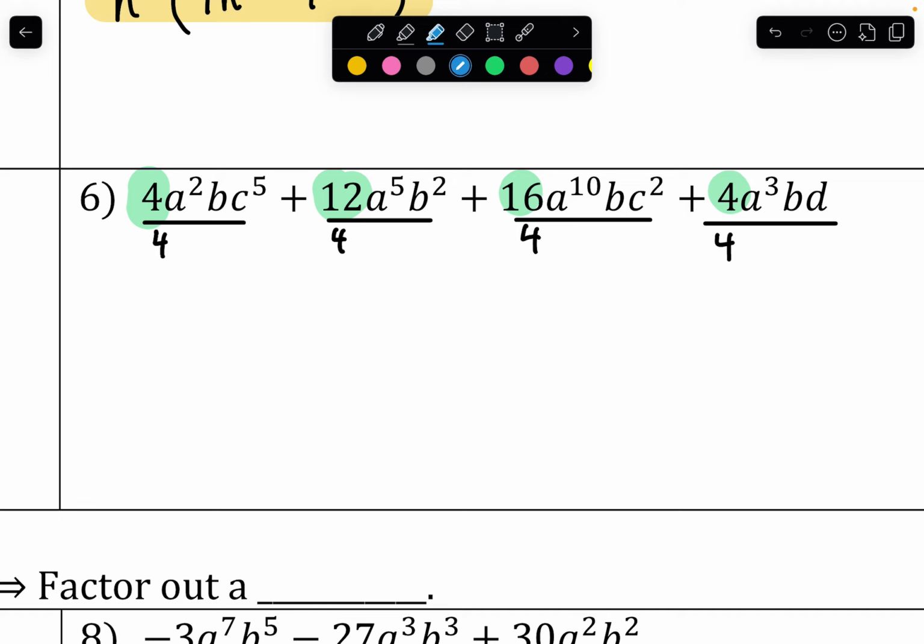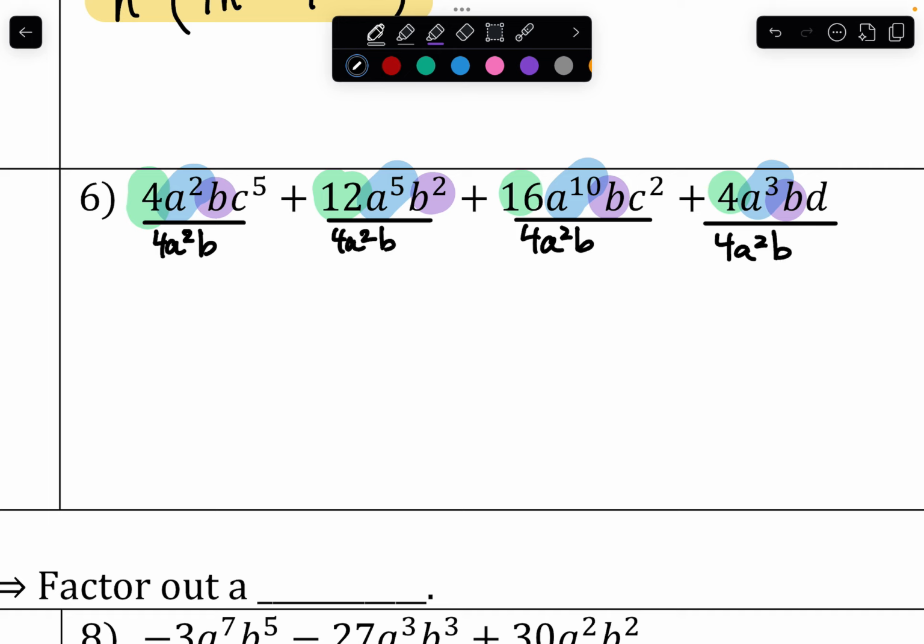Next, we are looking at the a squared, a5, a10, a3. A squared is the smallest, so that's going to be the most we can divide by. Next, we're looking at the B's. We have B1, B2, B1, B1. So B1 is the best we can do.